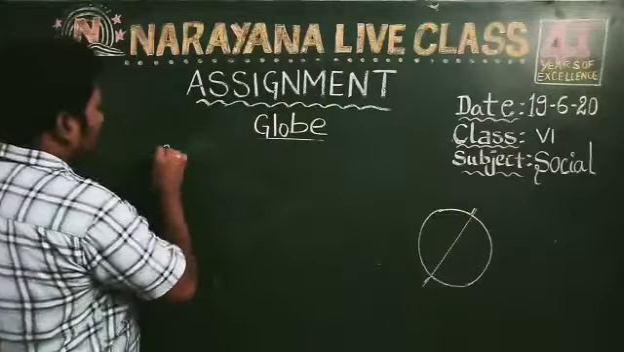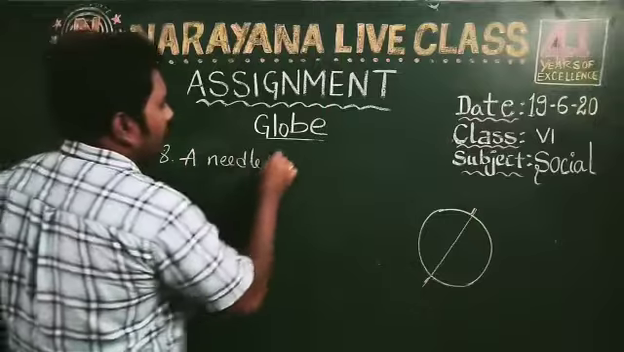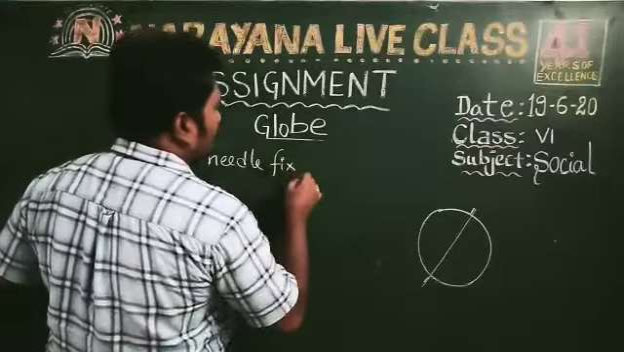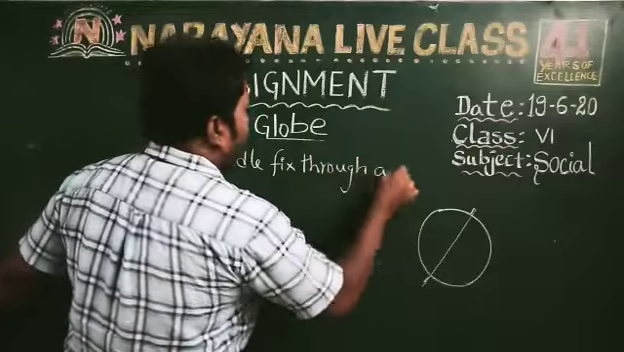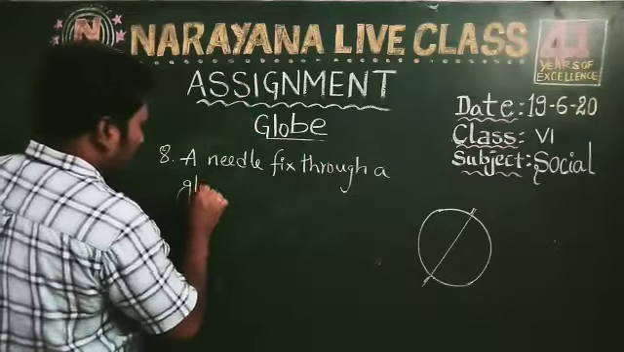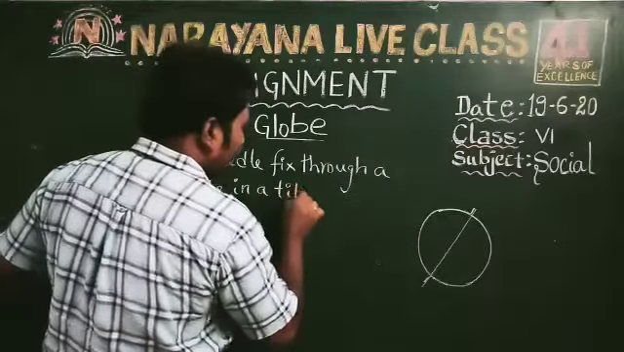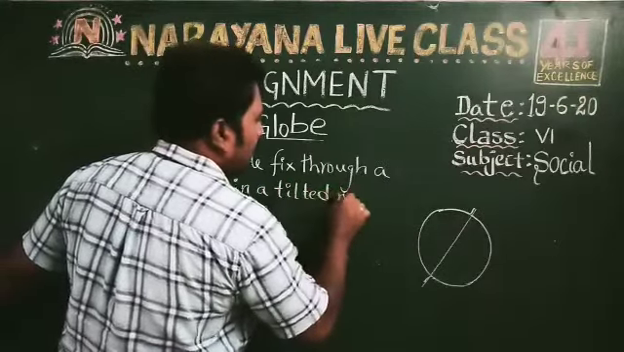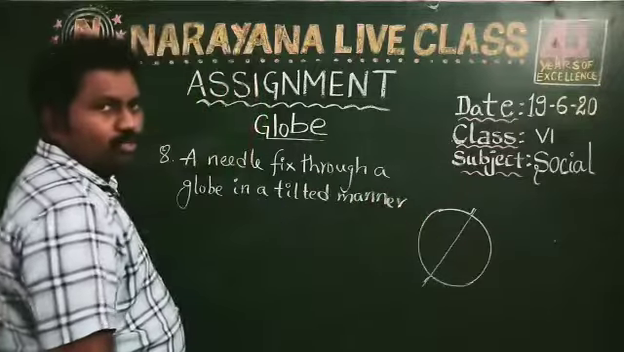So the 8th question answer is: a needle fixed through a globe in a tilted manner is called the axis of the globe.